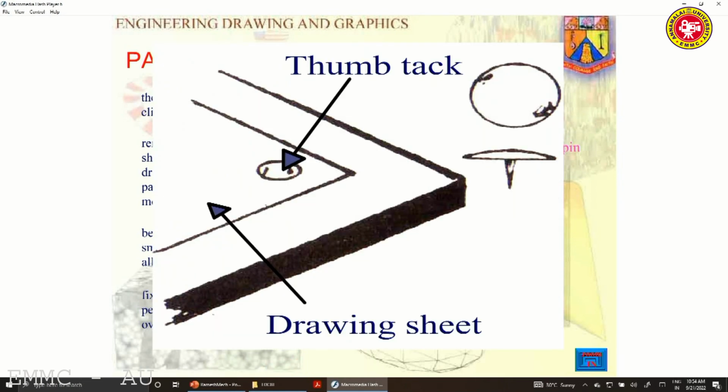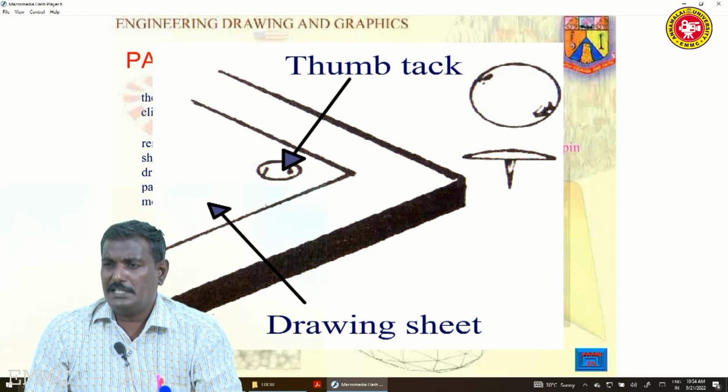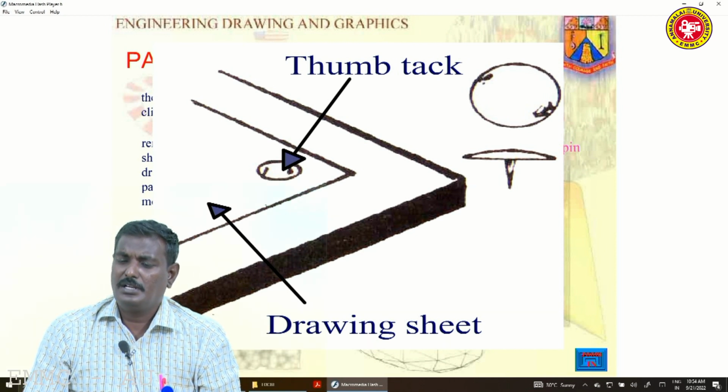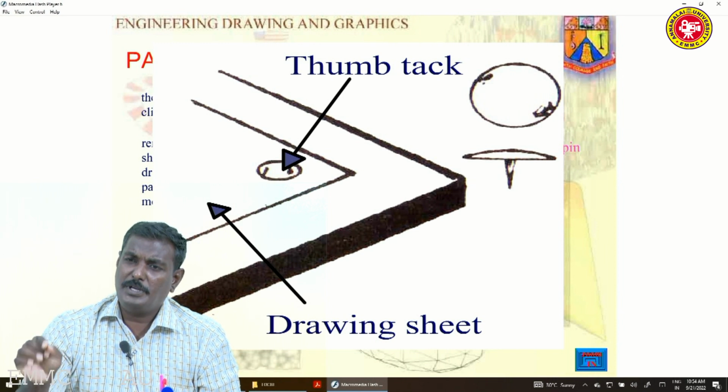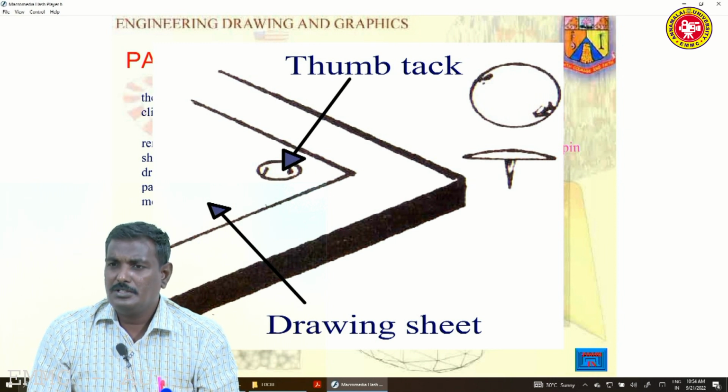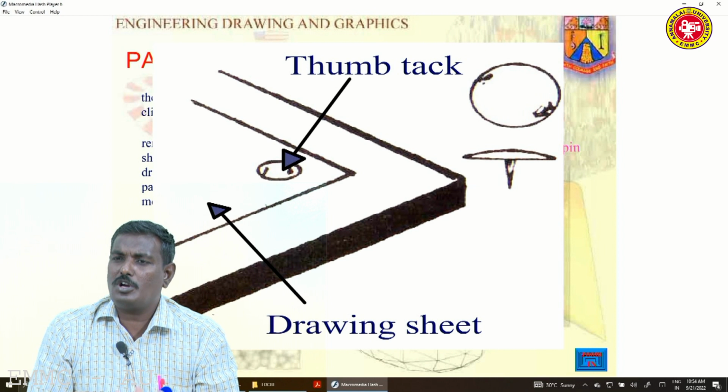But normally this pin is applicable. Yes, we have to encourage it, because we need some stickiness. So that is the reason we are using this pin. But this pin is used only at one end, where the clip is not possible to fasten.